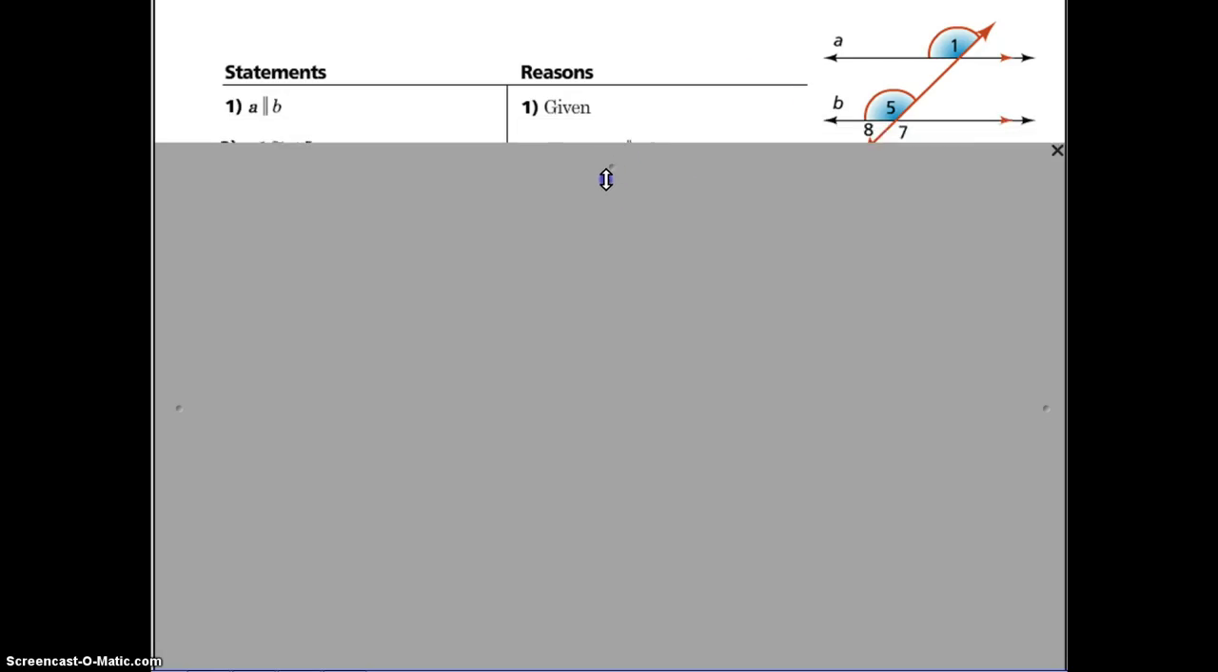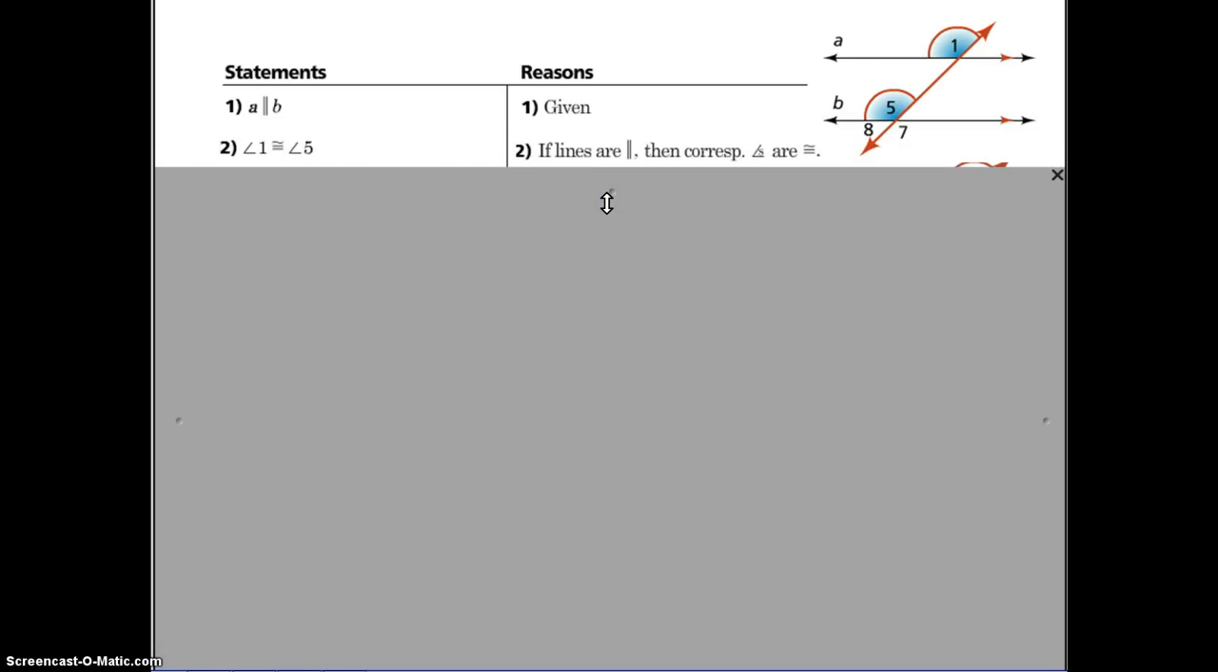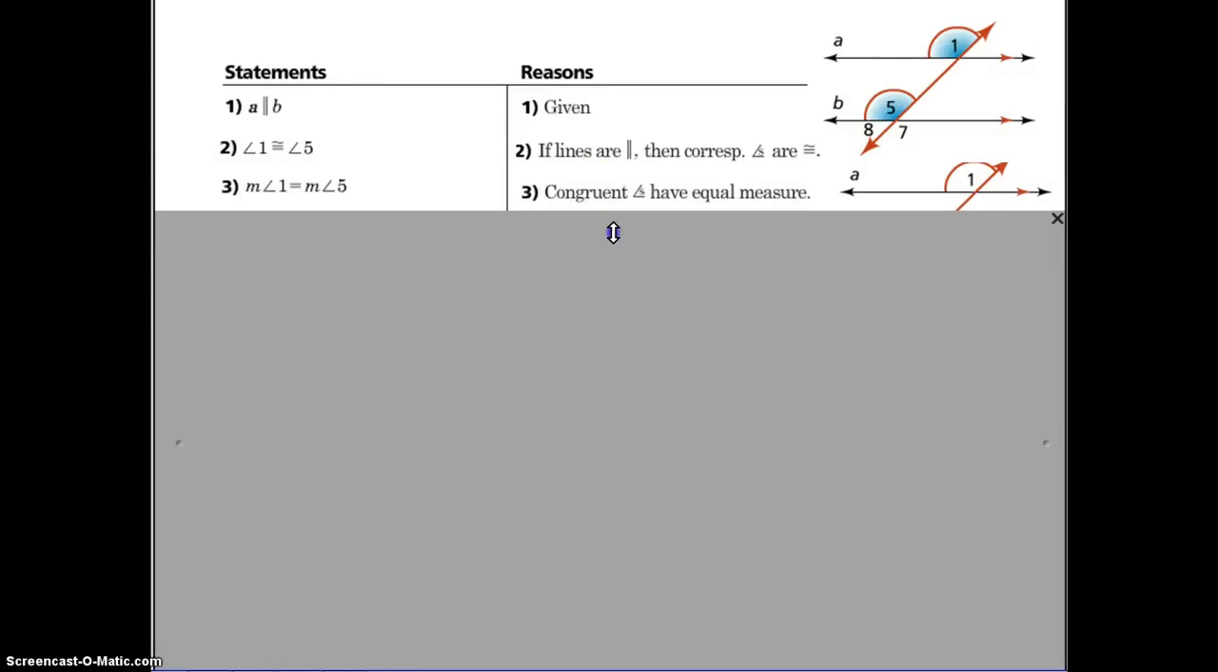So from there, I know that angle 1 is going to be congruent to angle 5. And my reason is that if our lines are parallel, then our corresponding angles are congruent. Well, from there, I know that the measure of angle 1 will equal the measure of angle 5. And that's just congruent angles have the same measure. That's what it means to be congruent.